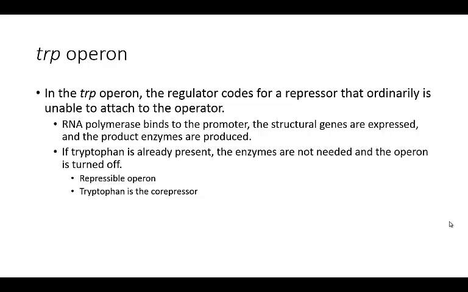In this case, the regulator codes for a repressor that is normally unable to bind to the operator. So RNA polymerase binds to the promoter, the structural genes are expressed, and we get the enzymes that are needed to produce tryptophan. If there's plenty of tryptophan, the cell doesn't want to waste energy trying to make more, these enzymes aren't needed, and so this operon turns off. In this case, tryptophan is a co-repressor, helping to stop production of itself.